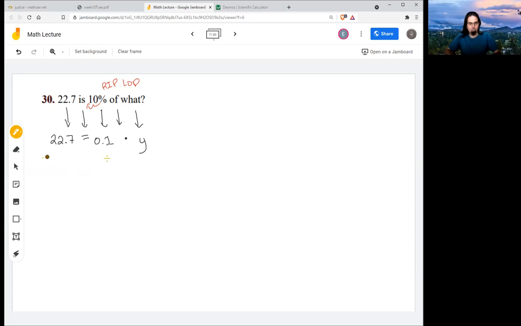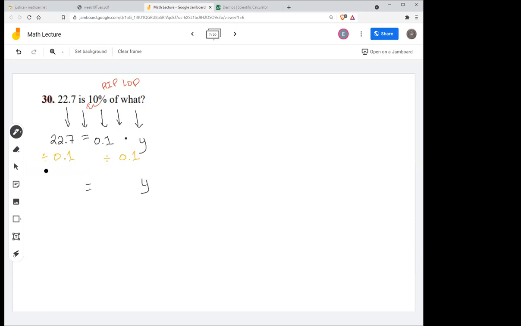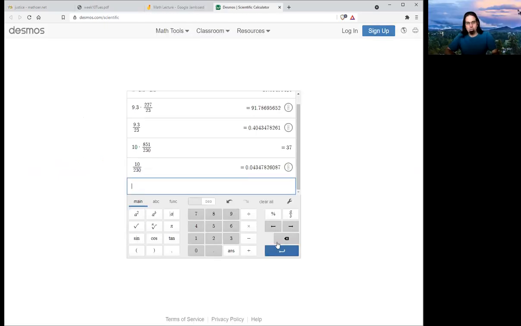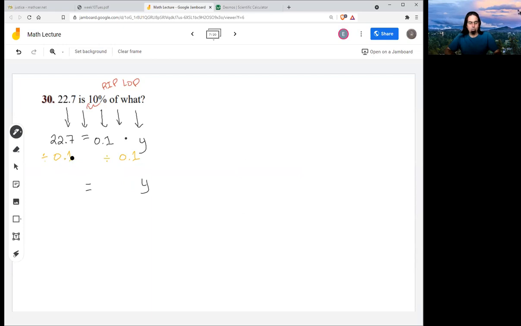How do I get rid of that? Divide to both sides. Divide both sides by that 0.1. That will get me the y by itself, because times and divide undo each other. I normally would want to use a calculator here, but I don't need to. I know a shortcut for divided by 0.1.